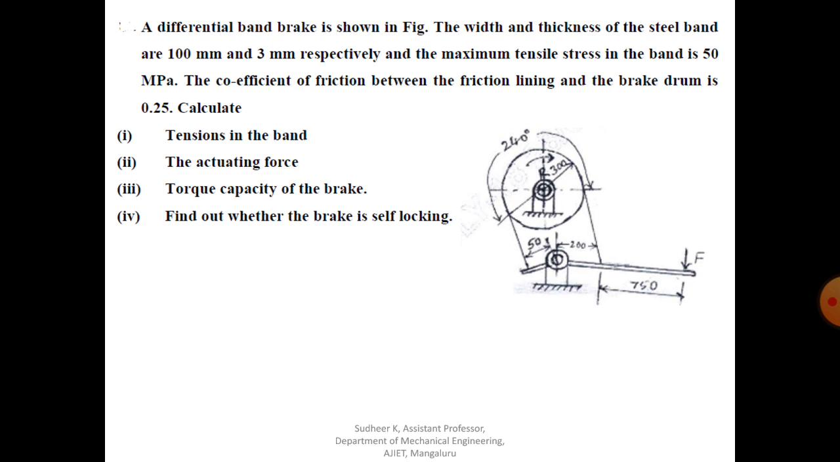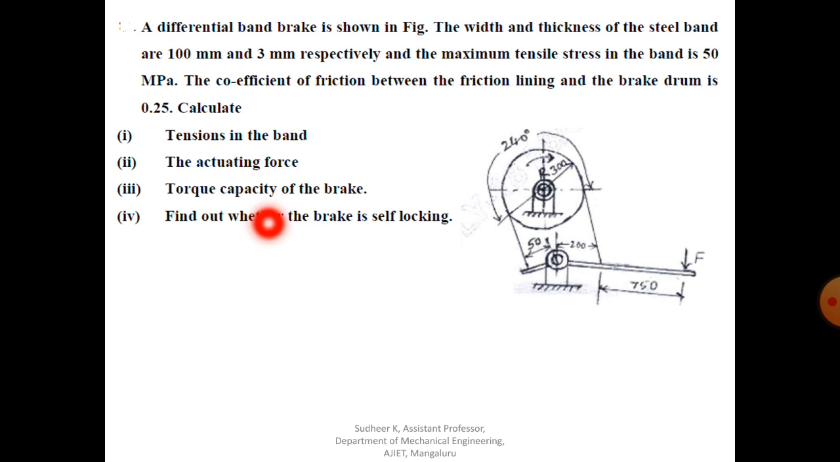In the last problem, power was given, so with the help of power it was possible to calculate torque. Therefore you could equate two expressions: one from the torque equation, that is F1 minus F2 into R, and the other, F1 divided by F2 is equal to e to the power mu theta. With those two equations you could find the tensions. Here we have to find them using some other equation, which we'll also discuss.